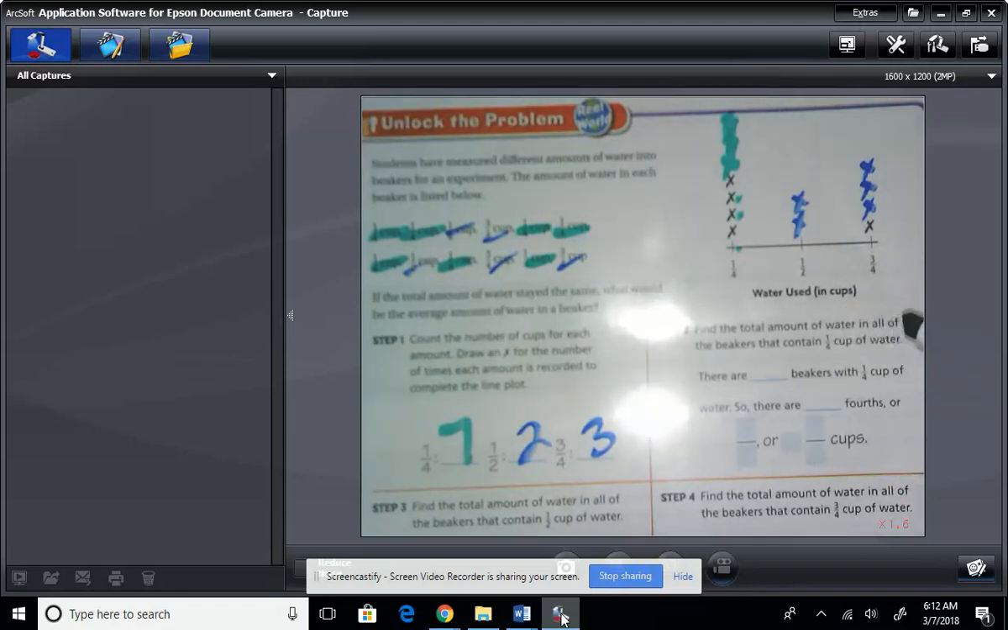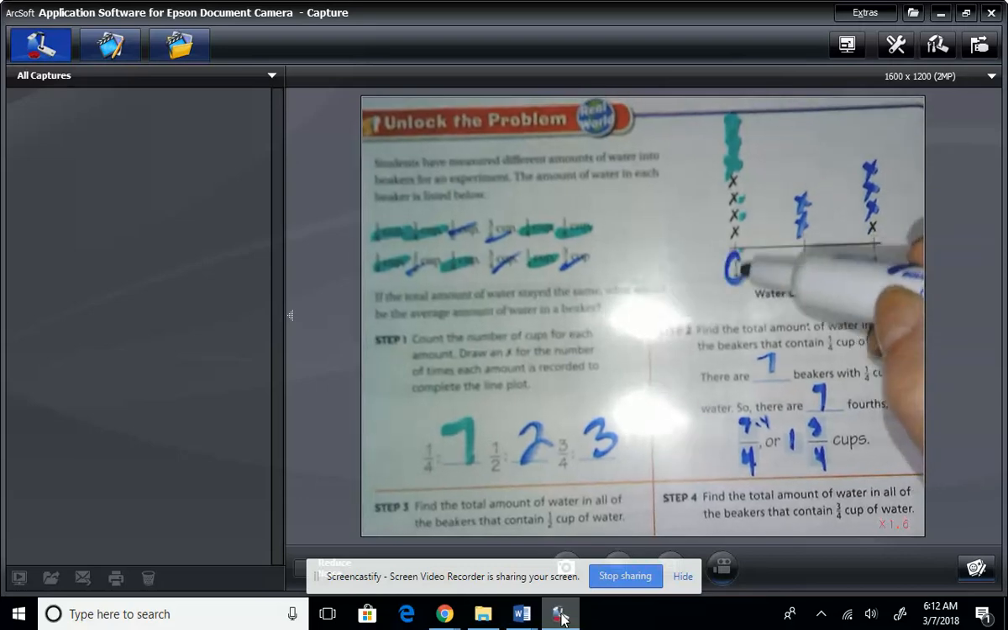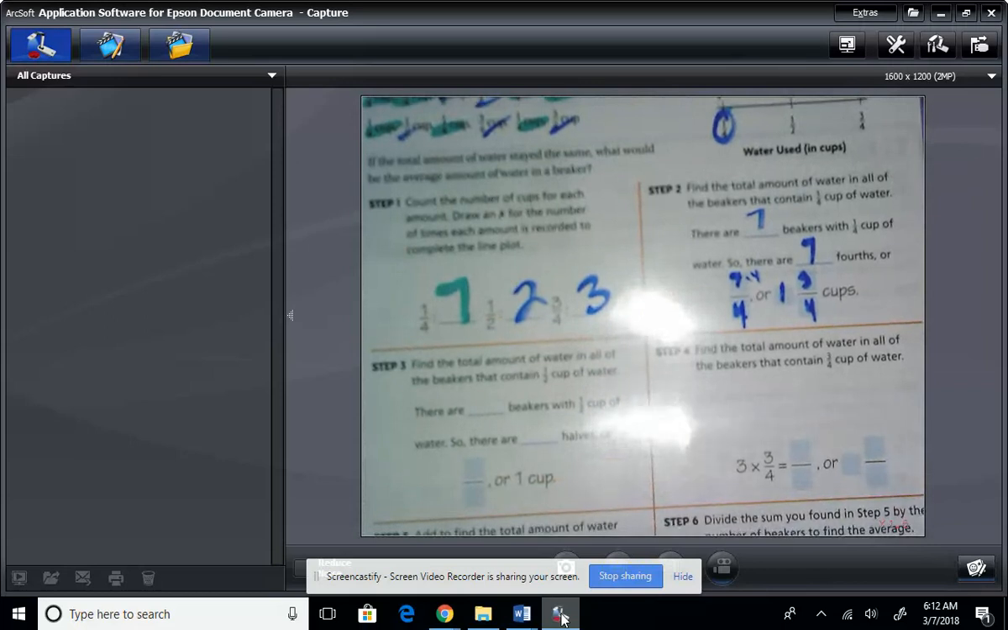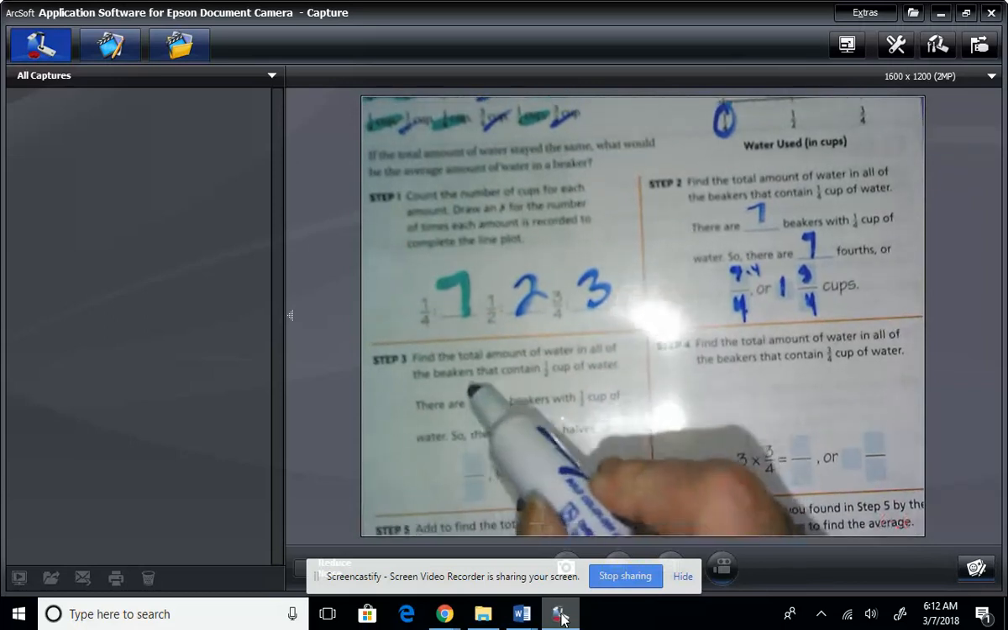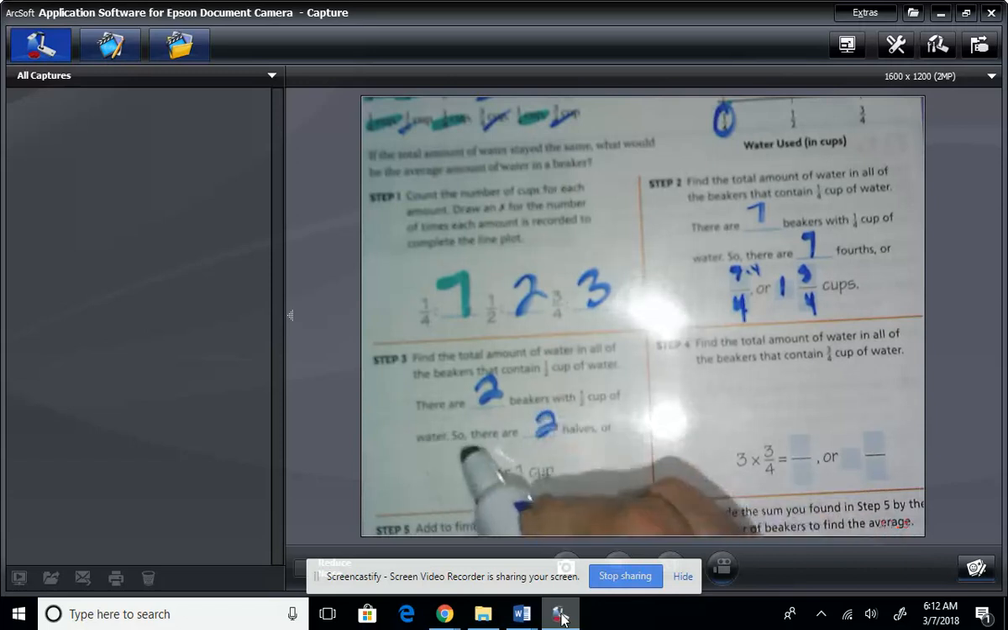Find the total amount of all the beakers that contain 1/4. So there are 7 beakers that have 1/4. So that is 7/4 or 7 over 4, or 1, because 4 goes into 7 one time, minus 4 with 3/4 left over. Okay, we figured out how much it is of a fourth. Now we have to do step 2, or 3, which is find out how much there is in a half. There's 2 of those, 2 halves, 2 over 2, we know that equals 1 cup.